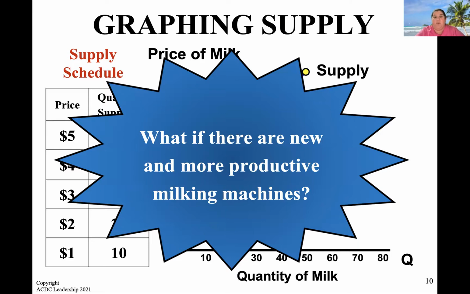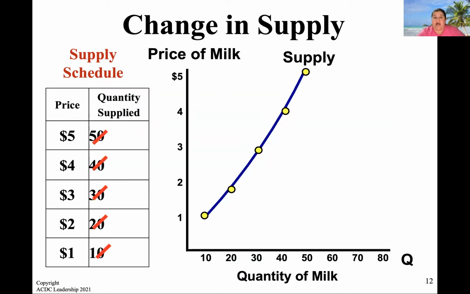So for example, what if there's a new machine that is super productive and makes milking cows so you can do it in half the time? How do we think that's going to affect the supply? The price is going to stay the same, but now that we have this new super duty machine, we can get a significantly larger amount of milk with the same cows that we have, because we can do it in half the time because we have this fancy machine now.